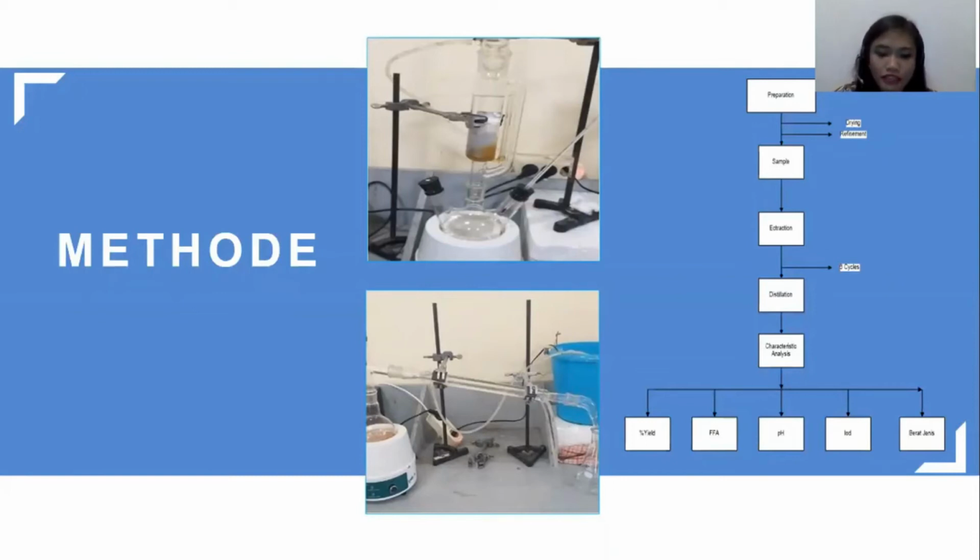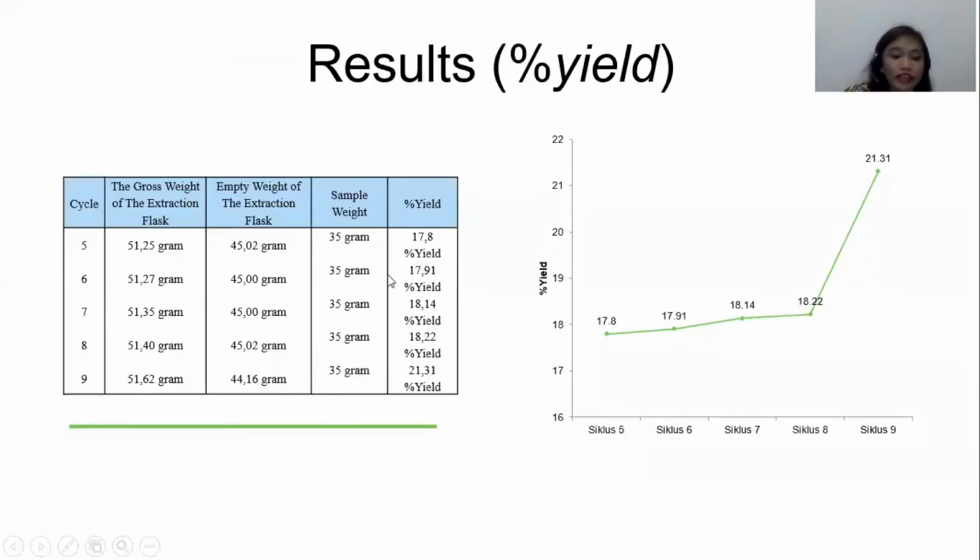After the extraction and distillation processes are complete, the palm fruit oil obtained from the distillation result is identified for its characteristics. In the identification, the characteristics of the Nypa fruit tested are percent yield, free fatty acid, pH, iodine number, and density. Results and discussion.